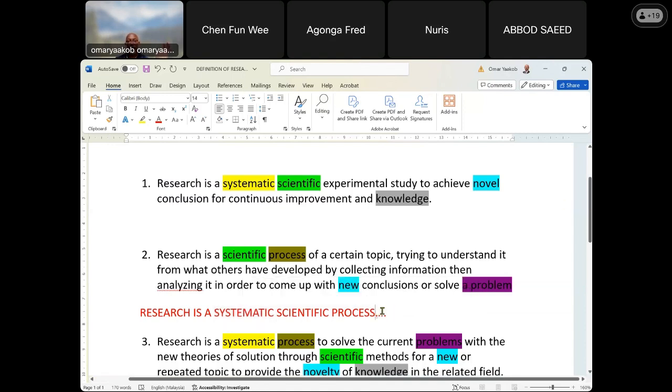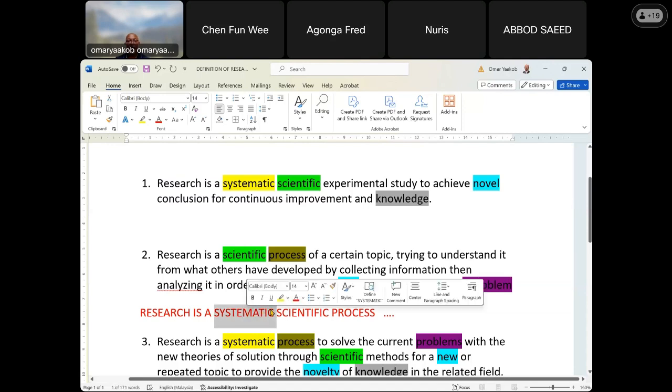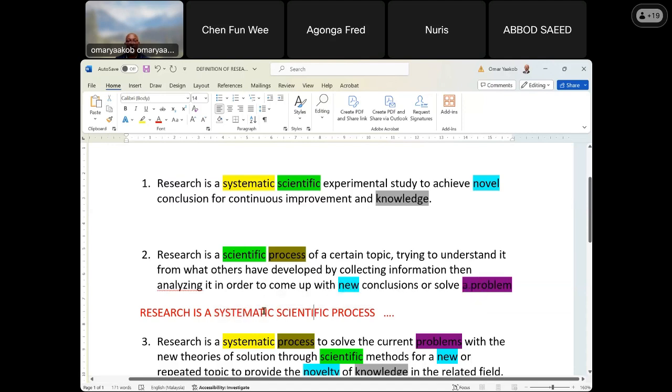No, wait for the next one. I don't want to get the full. Right, sure. Okay, so for me, just the word systematic here, systematic would be for processes. Okay. So is that systematic scientific process? For me, from my point of view, it should be scientific study through systematic process. Research is a scientific study through a systematic process.